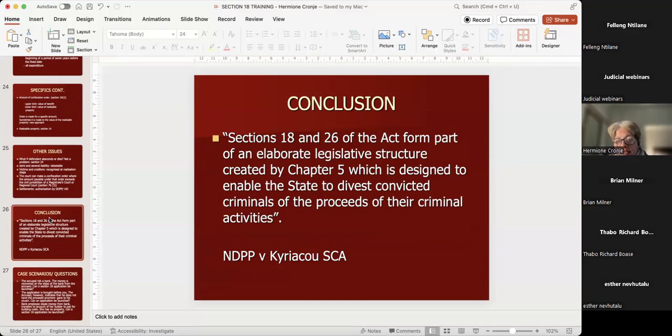Sections 18 and 26 of the Act form part of a scheme, right, which is designed to enable the state to divest criminals of the proceeds of their criminal activities. And section 18 inquiries is essentially concerned with this.